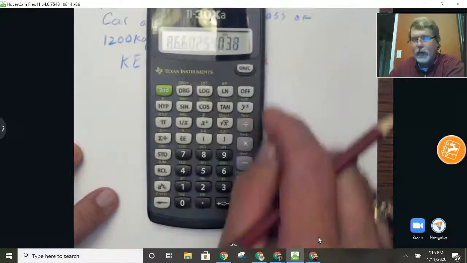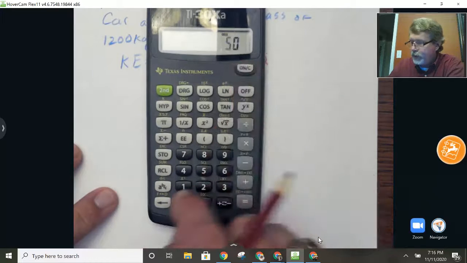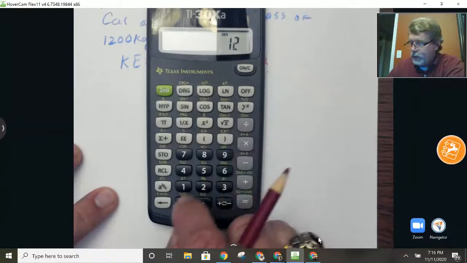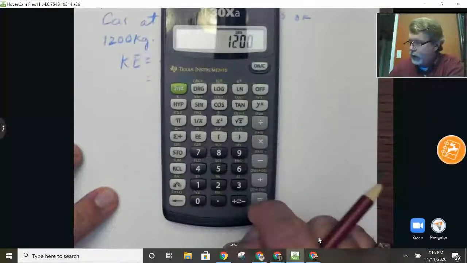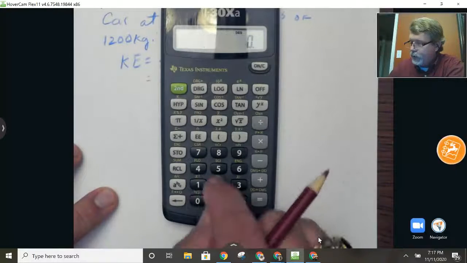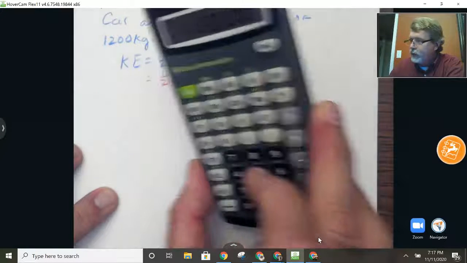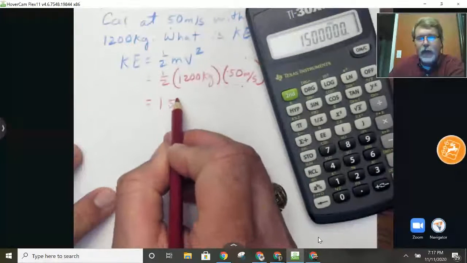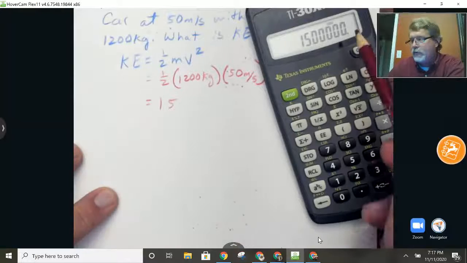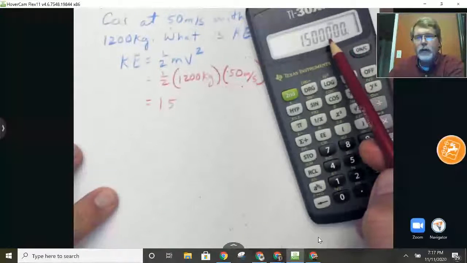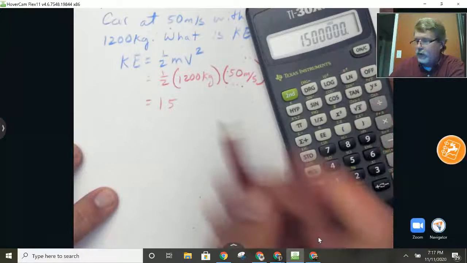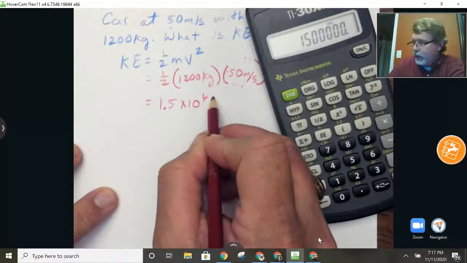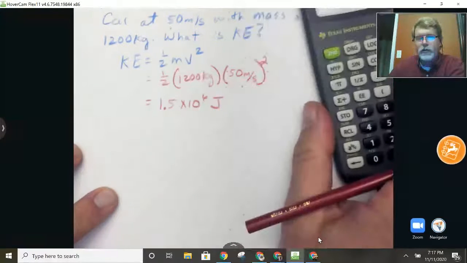So we would go 50 squared times 1,200, and times 0.5 for 1/2. And we get this larger number. I should have used smaller numbers, but that's all right. Let's count those decimals there: 1, 2, 3, 4, 5, 6. So we get 1.5 times 10 to the 6, and that would be joules of energy.